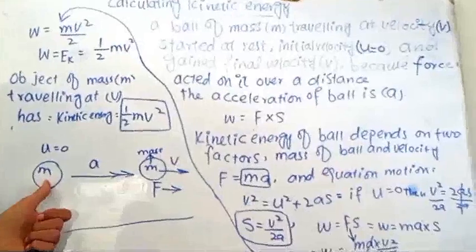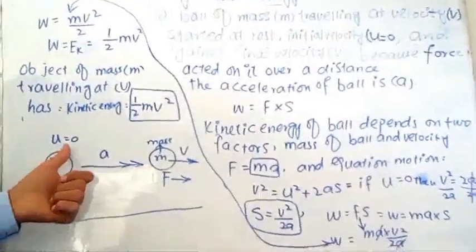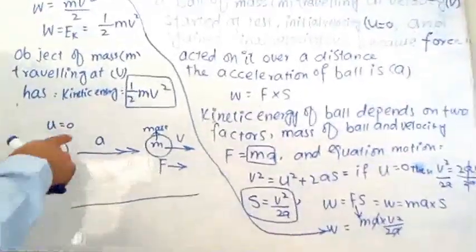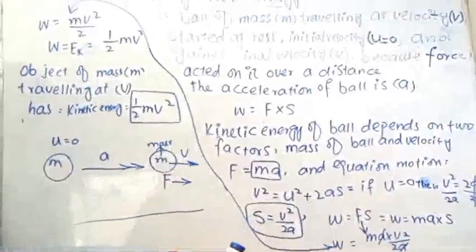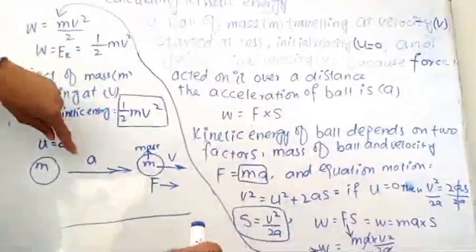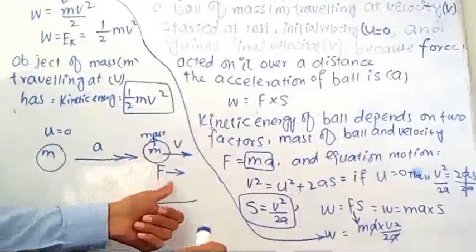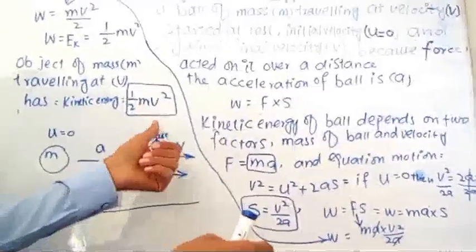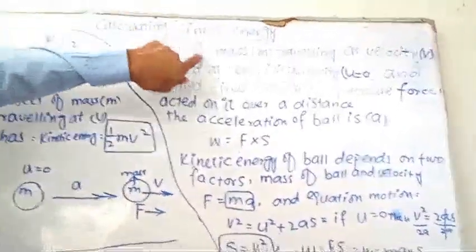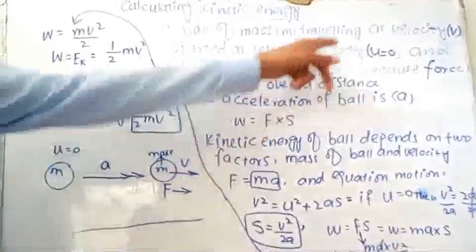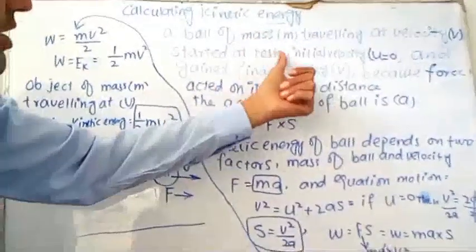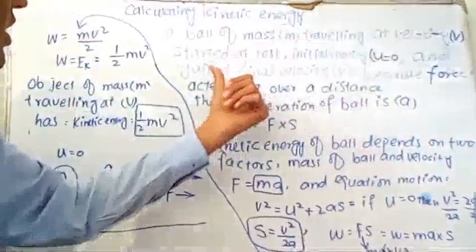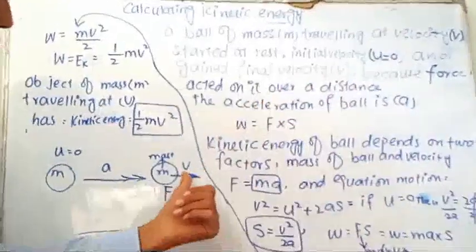For example, this is a body having a mass m, and the initial velocity of the body is represented here by u, which is 0. If a force is applied on the body, the body moves and gains a final velocity v. So if a ball of mass m travels at a velocity v, having started at rest, its initial velocity will be u equal to 0 and the final velocity will be v.